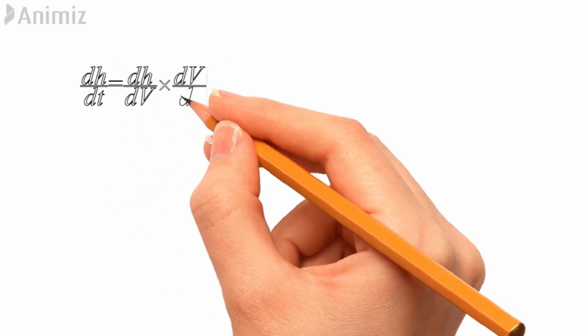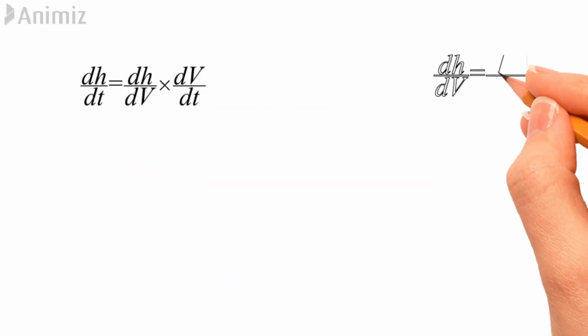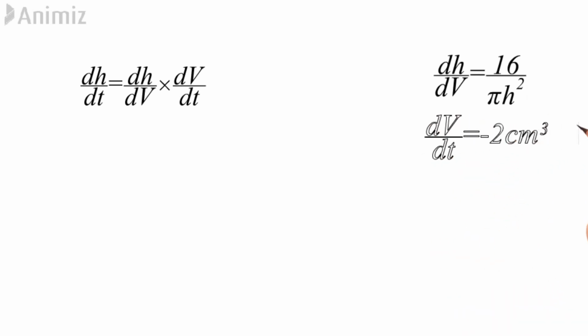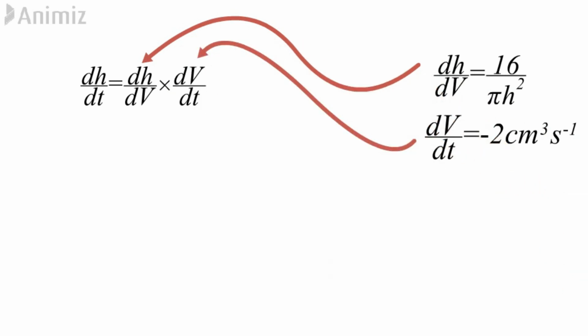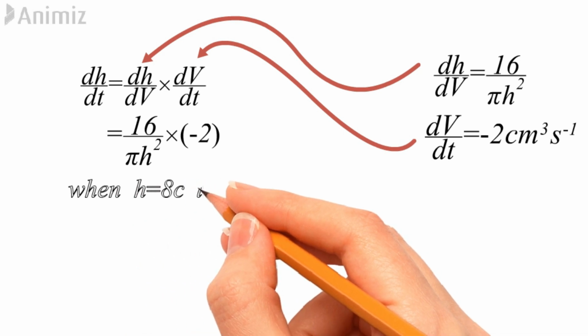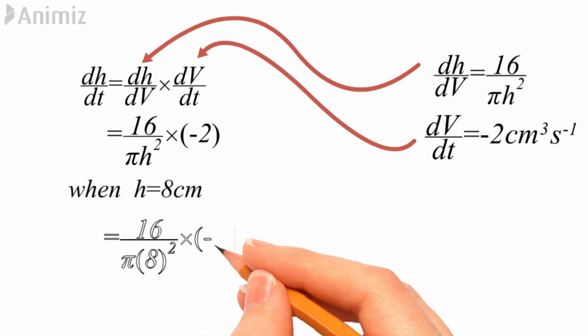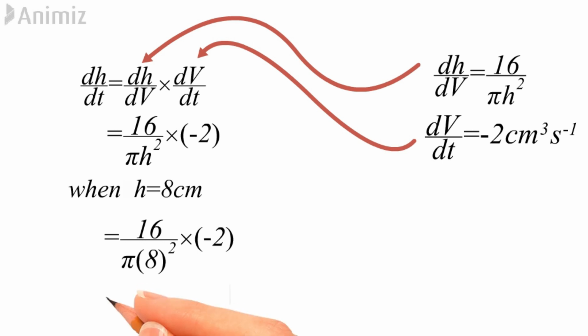Now, let's obtain the formula we need to solve this equation. As we already have dH over dV and dV over dt, we can substitute them into the chain rule. Now, let's input all the values to solve, where h is the depth provided, which is 8 cm. Let's solve it by keying the numbers into the calculator, and the answer is negative 0.159, and we round it off, so it will be negative 0.16 cm per second.